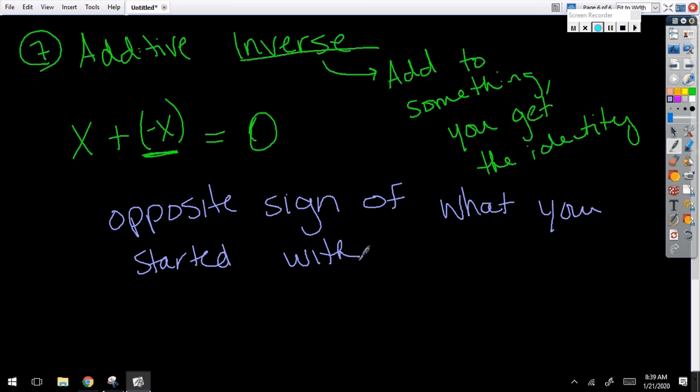Am I going too fast through these guys? Y'all okay? Tell me this. What is the additive inverse of 5? Good job. What is the additive inverse of negative 2? Positive 2.